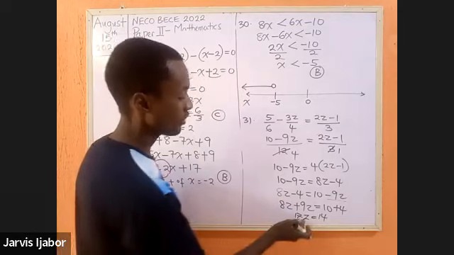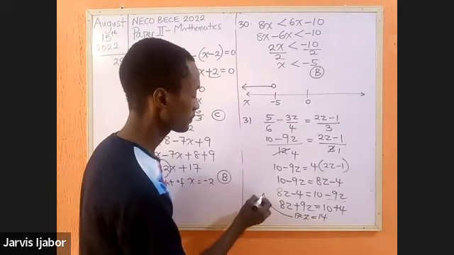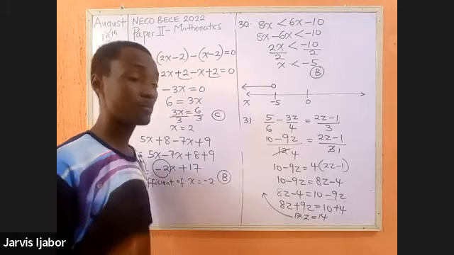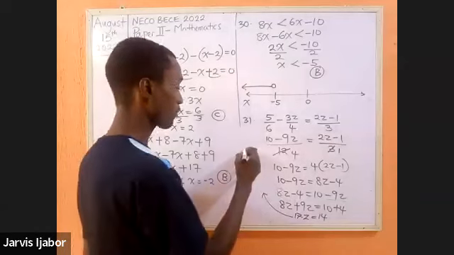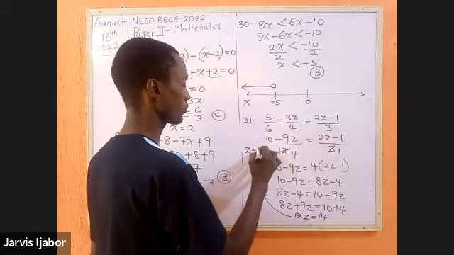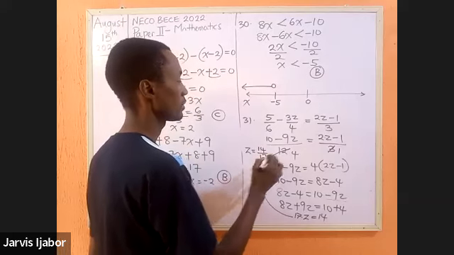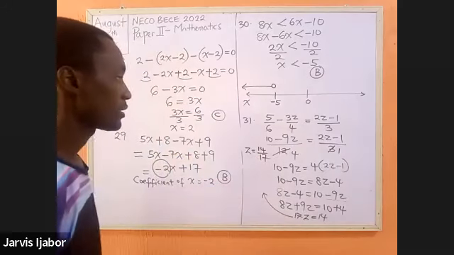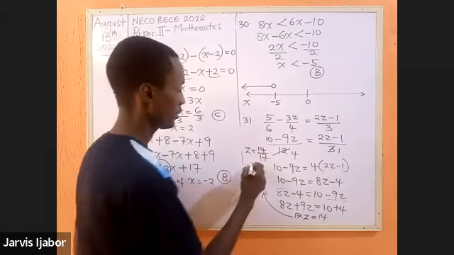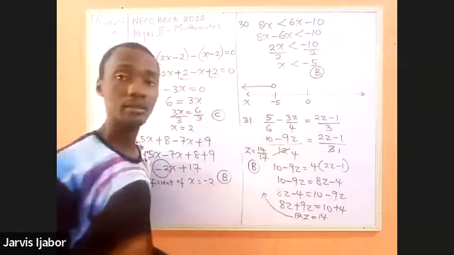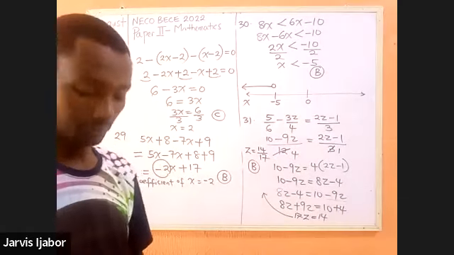Now, we divide both sides by 17 because the coefficient of z is 17. And what we're going to have will be z equal to 14 over 17. And that would be B if we have done the right thing. So the answer to that question will be B, right?